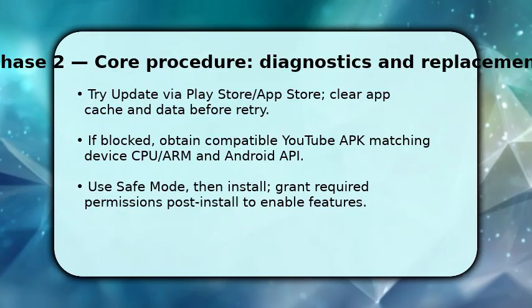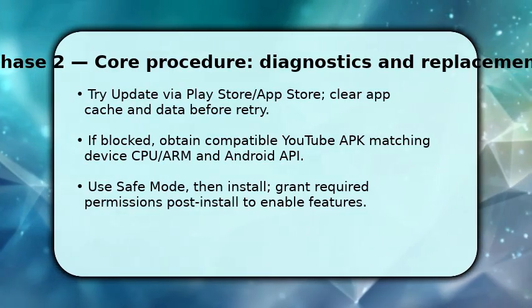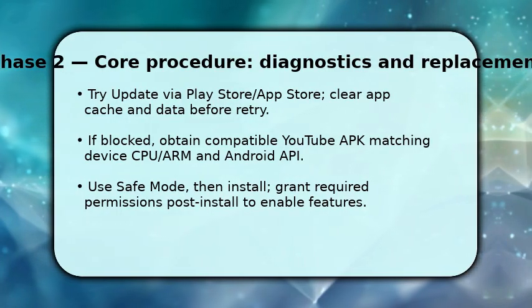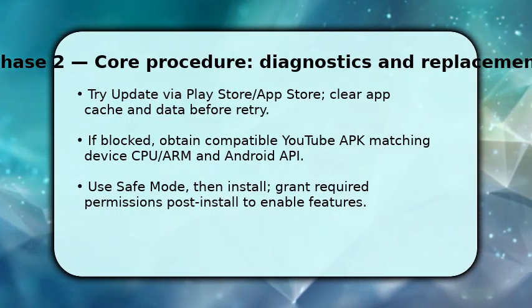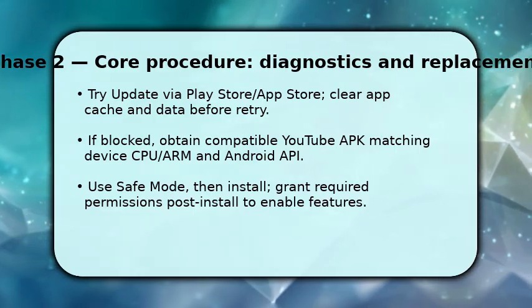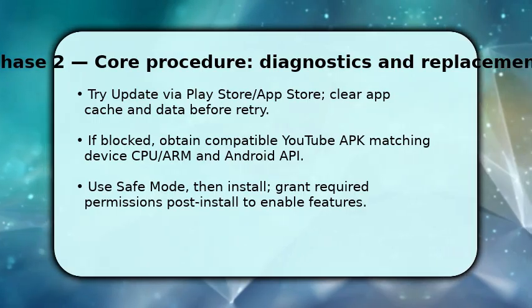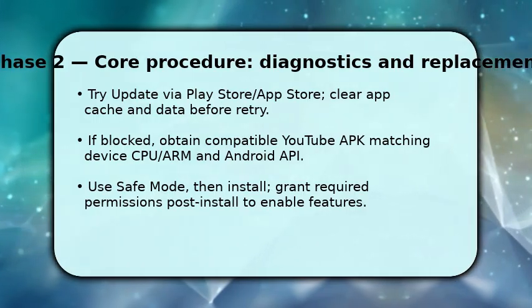Try updating through the Play Store or App Store first. If that fails, clear the store and YouTube cache and data, then retry. This removes corrupted metadata. If still incompatible, find a YouTube build that matches your device CPU architecture and Android API level, then sideload it carefully.